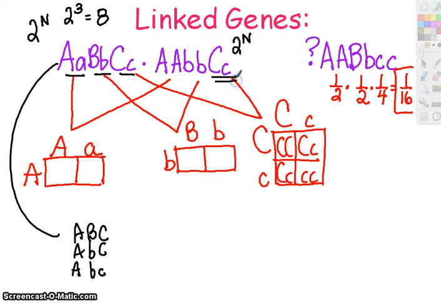So technically, n is only 1 for this because there's only one that actually has an option that it can give 2 different things. And so in reality, 2 to the 1 is 2. There's only 2 options here. Big A with little b with big C, big A with little b with little c.